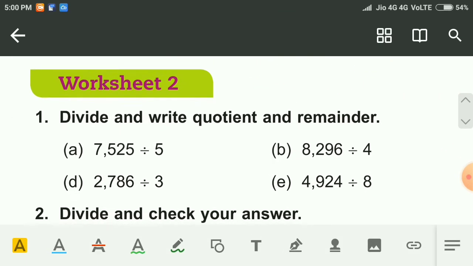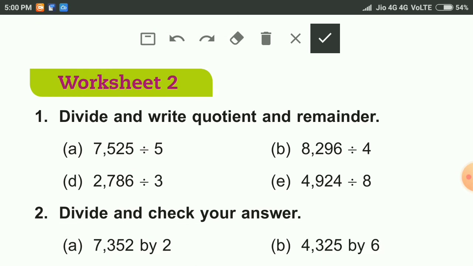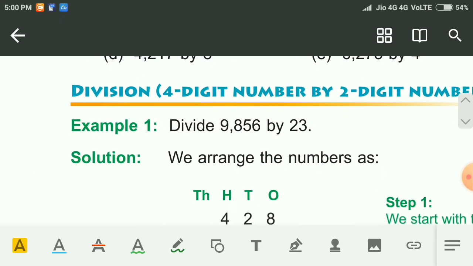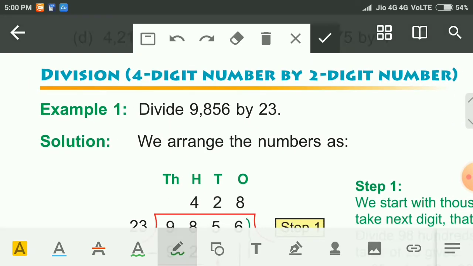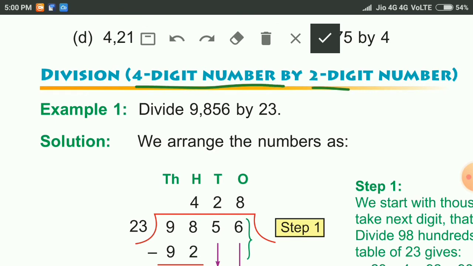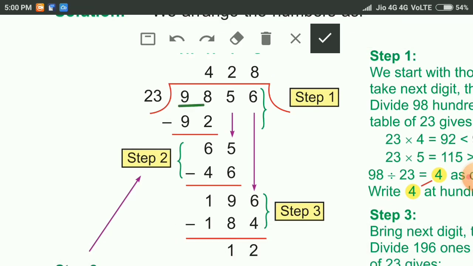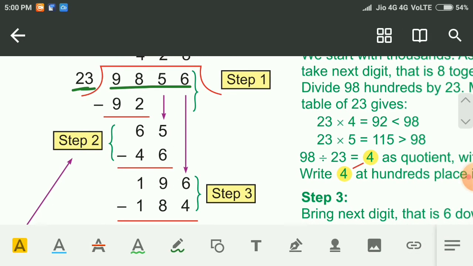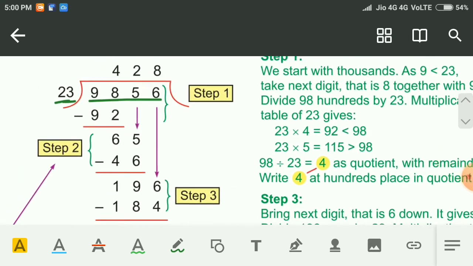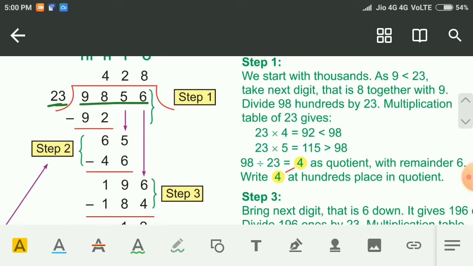Then the next page, worksheet 2, is based on this division. We will do it on the next page. Then worksheet, then division of 4-digit number by 2-digit number. The first step is, we write the number like this: 9856 and we have to divide it by 23. What will you do? You can see the first step.